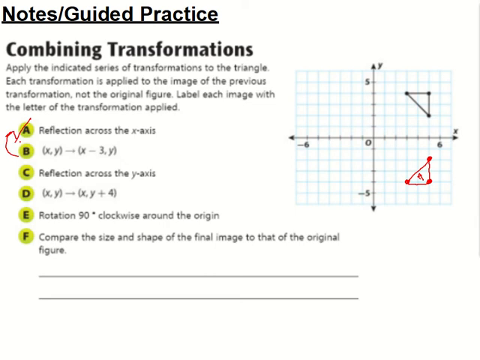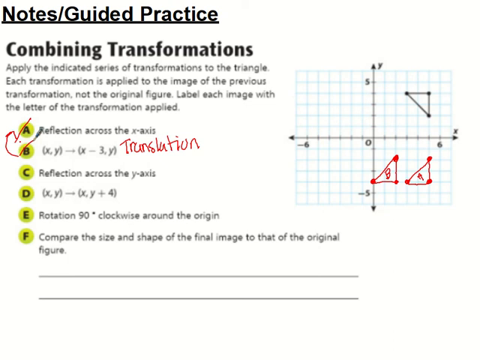Now that we're done with A, I'm going to apply letter B to letter A. That's what it means. So now it looks like I'm going to subtract 3 from all of my x's. That is a translation, right? So we're just going to subtract 3. 1, 2, 3. 1, 2, 3. 1, 2, 3. And we're going to label this B.